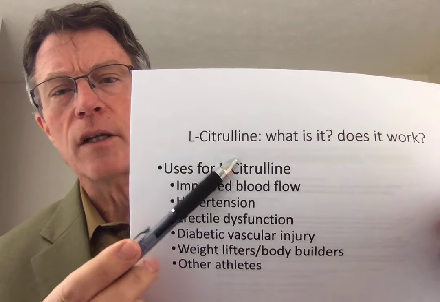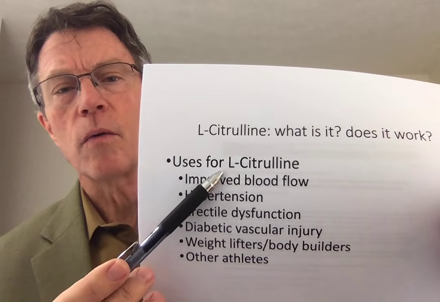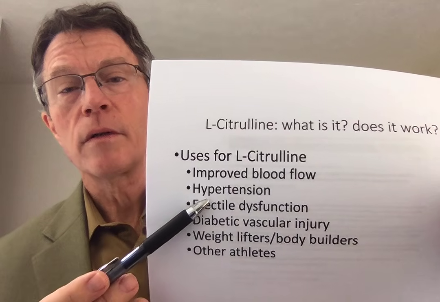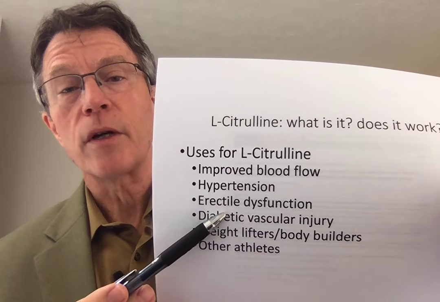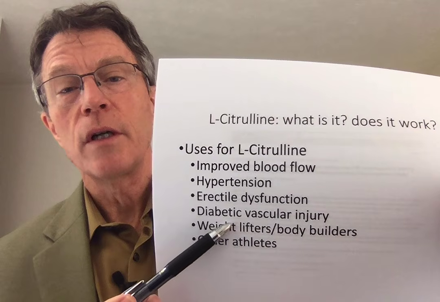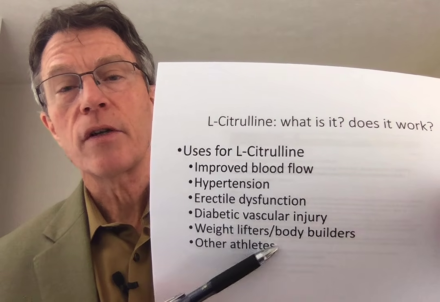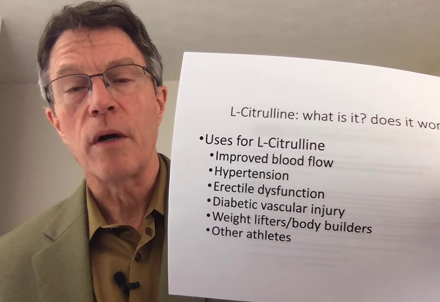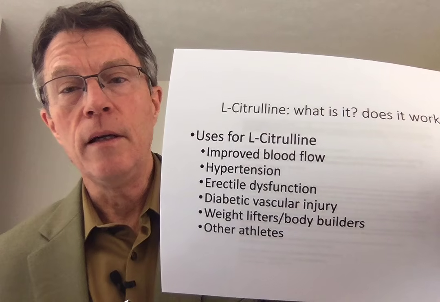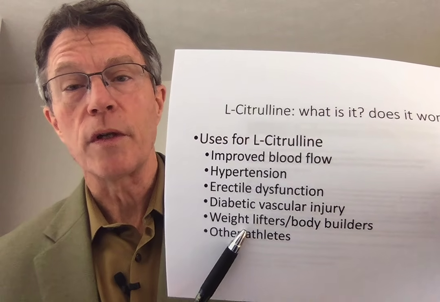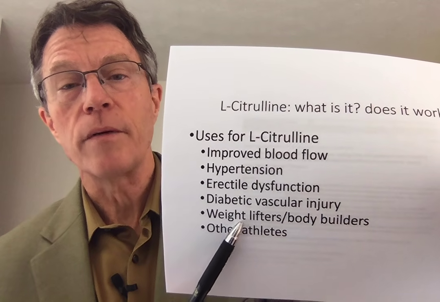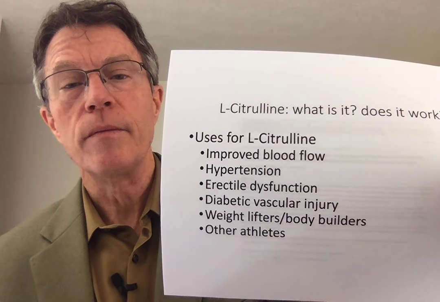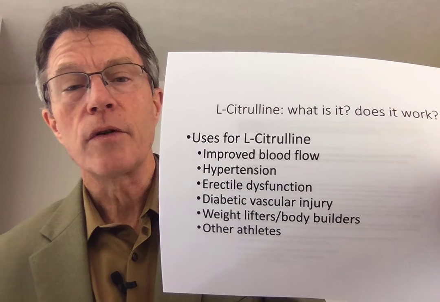So now let's get a little bit more practical about citrulline. What do people use it for? Well, anything that's going to improve blood flow. So hypertension or high blood pressure, erectile dysfunction, diabetes, diabetic vascular injury. Again, diabetes creates its injury to the vessels by causing inflammation, which we saw some pictures of a few minutes ago. Weightlifters and bodybuilders use citrulline.